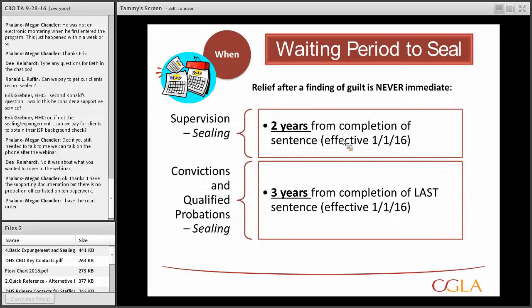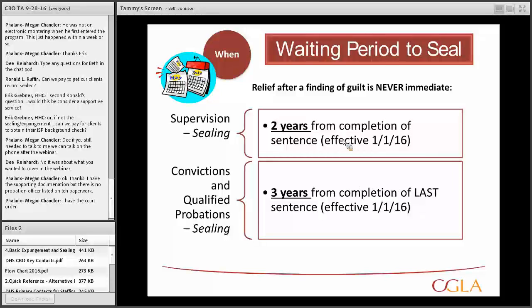Something to know, so here are some waiting periods for when you can seal. Really, I think the bottom one's the most important. Whenever you're looking at sealing convictions, it's 3 years from the completion of the last sentence. You see it says effective January 1st of this year. It used to be 4 years. So it went down a year in the wait, which doesn't seem significant, but I see it as progress, right? 4 years is a long time. 3 years is a long time too, still, don't get me wrong. But it's better than 4.